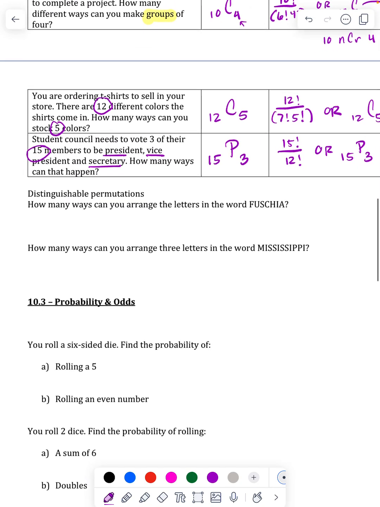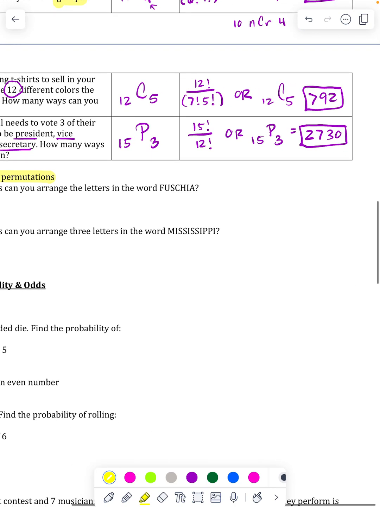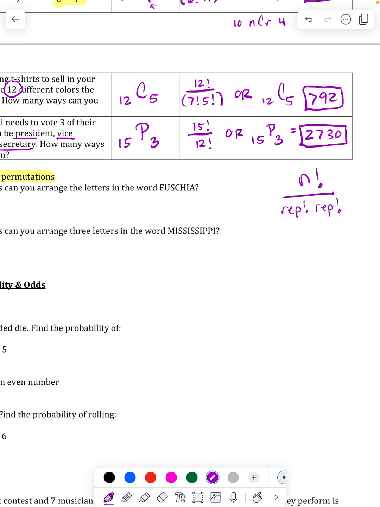Okay, so distinguishable permutations means they actually look different. Like if I got 5 t-shirts that are all the same and I arrange them differently, it will not look different. So it's not considered a different arrangement because it looks the same. So how many ways can you arrange the letters in the word fuchsia? What you have to do when you have those repeats is you take the number of things you have, factorial, but then for each thing that repeats, you divide out how many times it repeats, factorial. So that's kind of confusing. Let me show that to you in action.